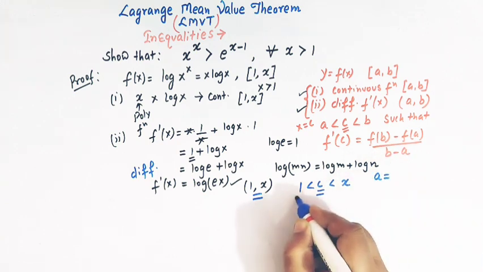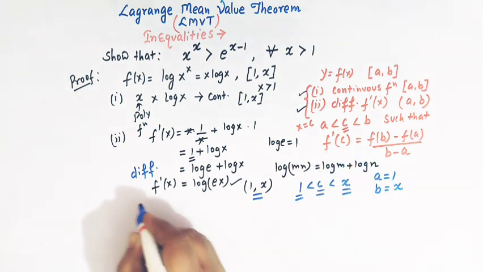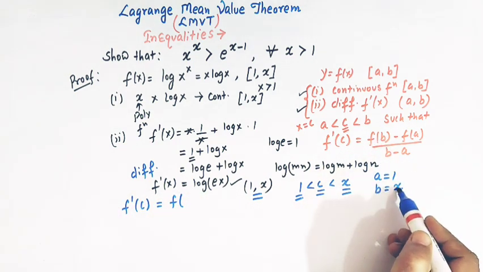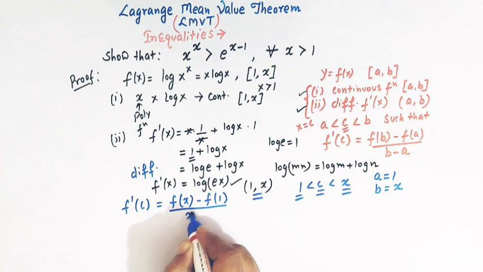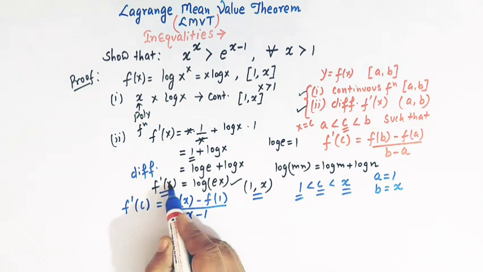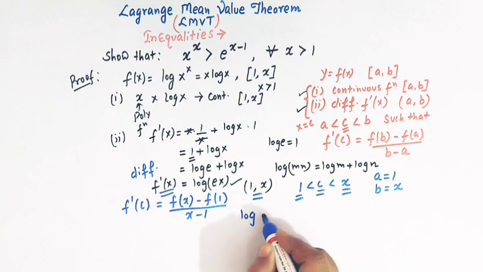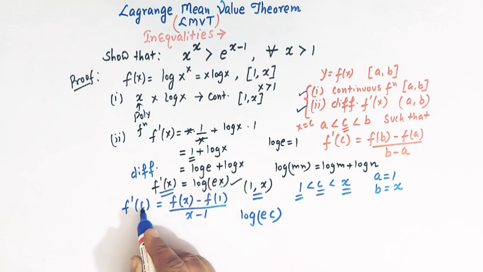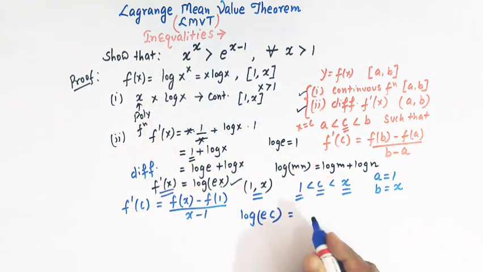So in this case, a is 1 and b is equal to x, right? So we have f prime of c is equal to f of b, b is x. So f of x minus f of 1 divided by x minus 1, right? So f prime of c can be obtained from this expression by replacing x by c. So we have log of e times c, right? So here we'll write x is equal to c. So log of ec is equal to f prime of x. f of x is x log x.